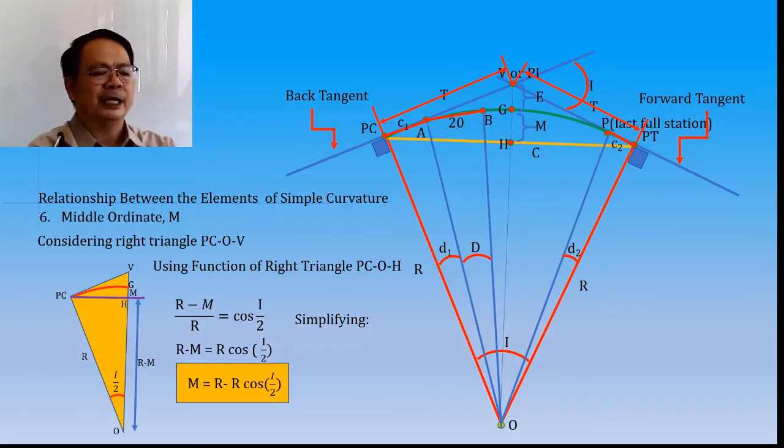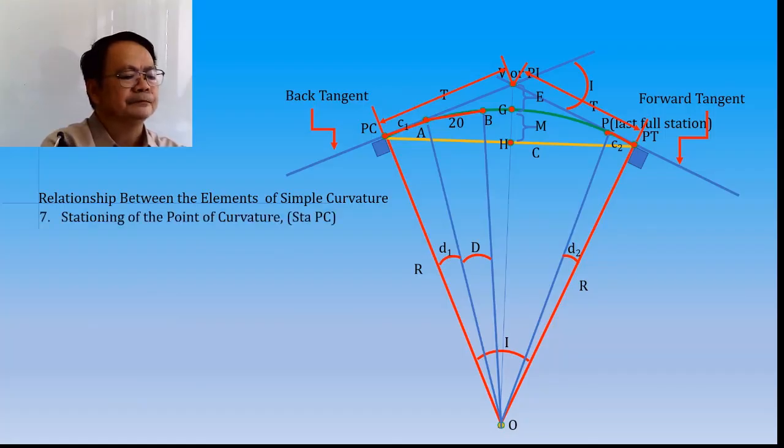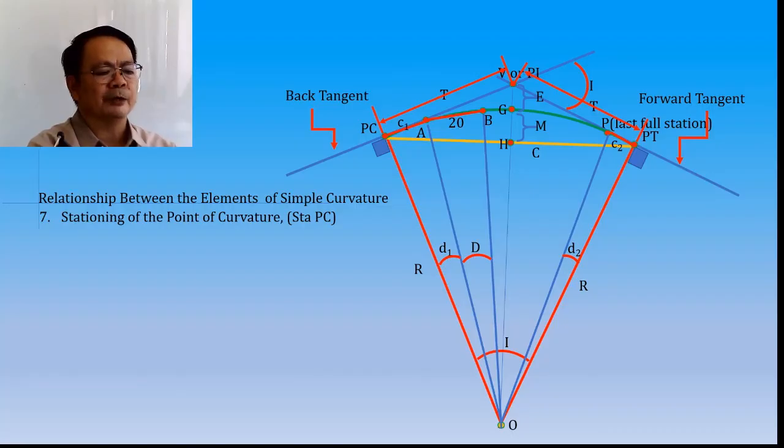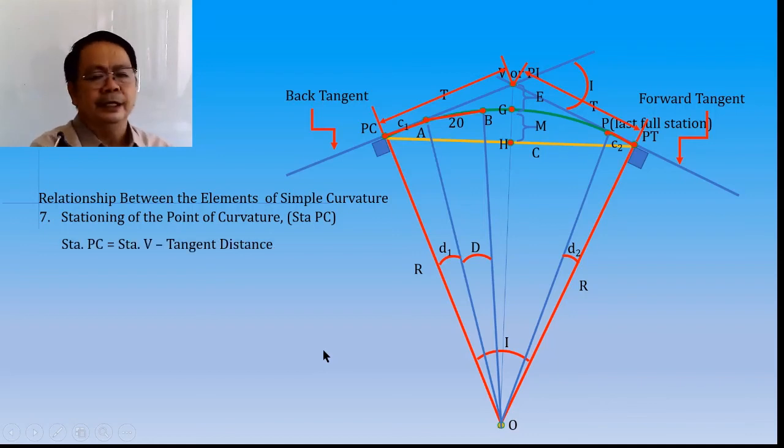Okay, next, puntahan naman natin itong stationing of the point of curvature, stationing daw nito. Paano kinukuha yung stationing nito? Okay? So, basically, stationing of the point of curvature is just the stationing of the vertex. This one, kung ano man itong vertex na ito, ibabawas lamang natin itong tangent distance na makukuha natin. And that is, stationing of the PC is equal to stationing of the V minus tangent distance.